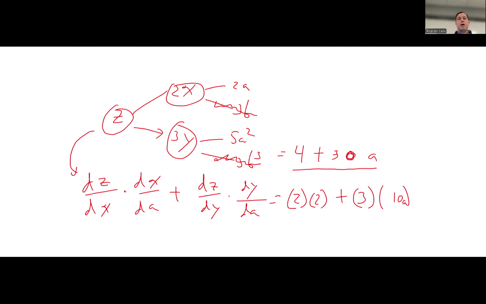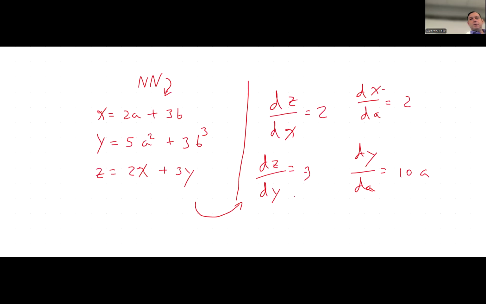Now we have to remember this 4 plus 30a, and I'm going to go back here. So I'm going to put here 4 plus 30a. You guys see that? So basically, this is what Torch gives me. Now I can evaluate these parameters and we're going to see the values. So let's go back to our calculation. Now let's go back to the code.